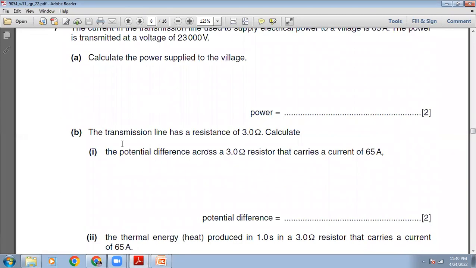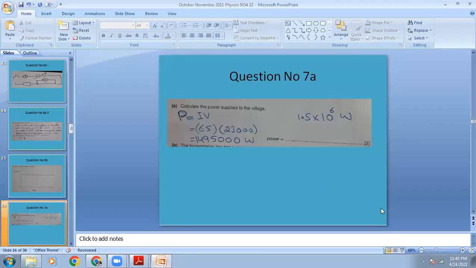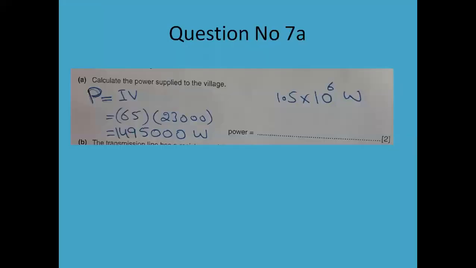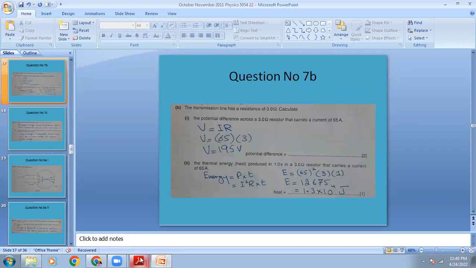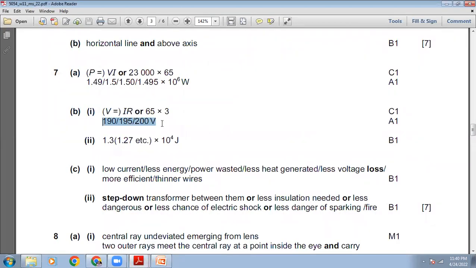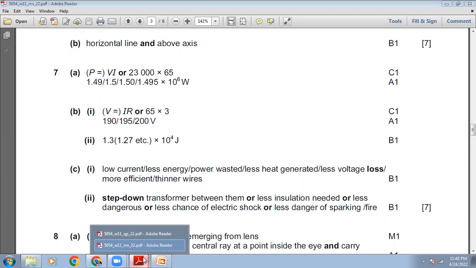He says the transmission line has a resistance of 3 ohm. Calculate the potential difference across a 3 ohm resistor that carries a current of 65 ampere. According to Ohm's law, V equals IR. I is given, R is given, you can calculate the voltage drop. So V is equal to IR, 65 multiplied by 3, so 195 volt. So the voltage drop will be 195 volt. Let's check. 195 volt is the right answer, sir.